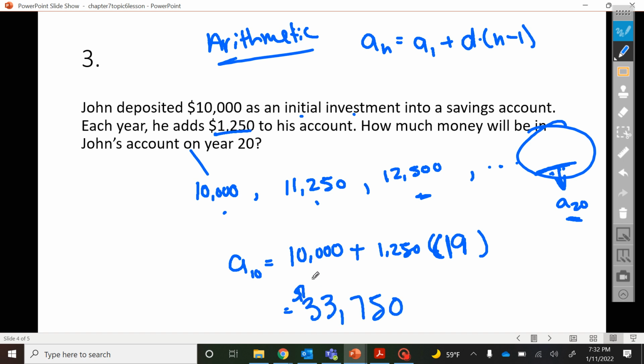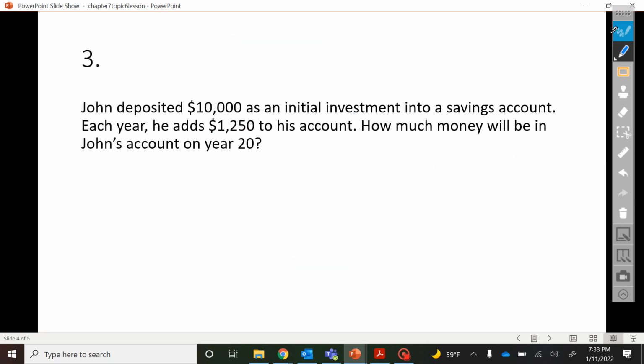33,750. Okay, so I made a small mistake there. I forgot to put the 1 in front of the 9, because it's supposed to be 1 less than the term number. We're looking for term number 20, so the number of times that we add the difference should be 19 times. So 33,750 is how much he has in the 20th year.